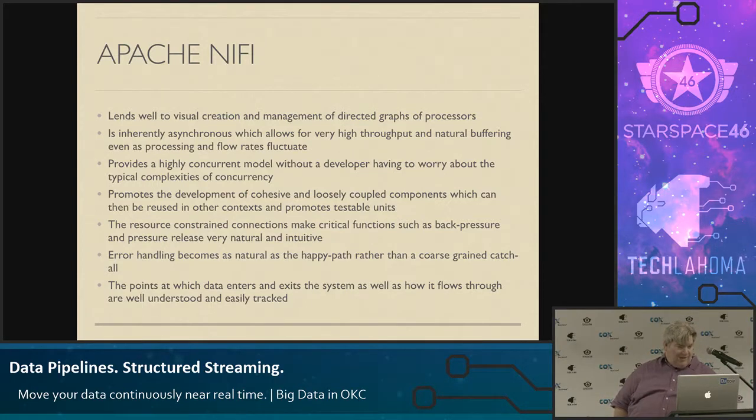What did I find interesting? The resource-constrained connections make critical functions such as back pressure and pressure release very natural and intuitive. What? What are you talking about? I have no idea. And this really limits my ability to understand NIFI. Has anyone understood that? Did anyone go, oh yeah?